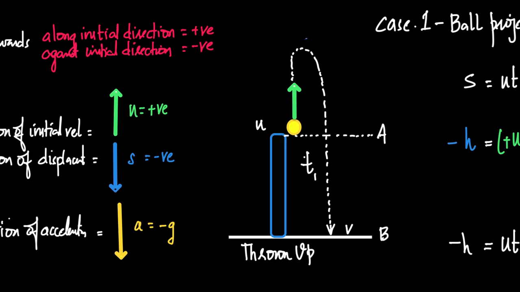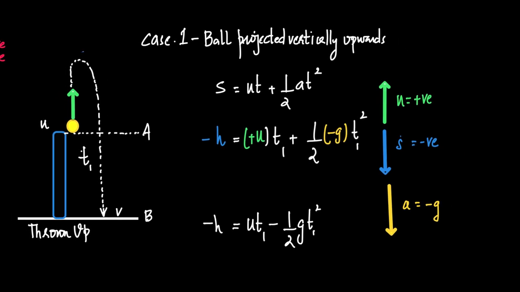Therefore acceleration is also negative, because it opposes the initial direction of motion. To summarize, we have u as positive, s as negative and a as minus g. So the equation of motion, s is equal to ut plus half at square, is used here. S is negative, so we take it as minus h. U is positive, so plus u. And a is minus g. Therefore the displacement-time relationship for the first case becomes minus h is equal to ut1 minus half gt1 square, where the ball is projected vertically upwards.